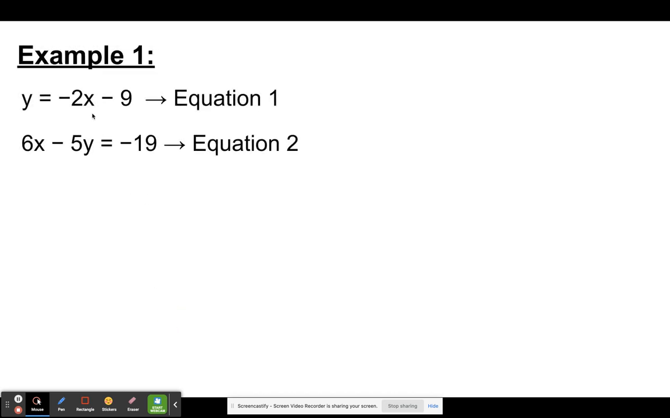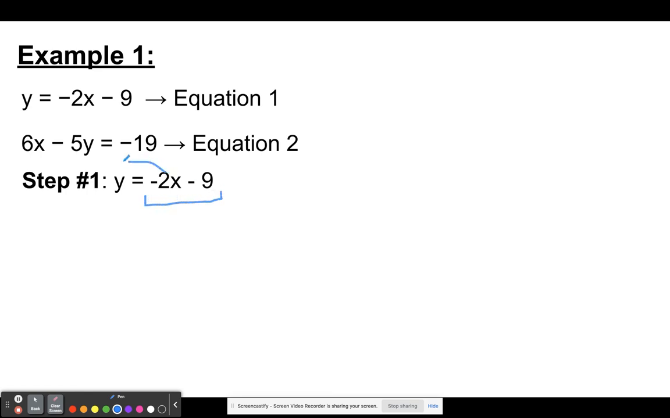Okay, so first things first, we have two equations. I just went ahead and labeled the first one as equation 1, the second one as equation 2. The first thing I want to do is choose an equation. So I'm choosing my equation number 1, y equals negative 2x minus 9. And I'm going to take that equation and plug it into my second equation. What that means is that in this second equation, anytime I see the variable y, I'm now going to replace it with that entire expression, negative 2x minus 9.